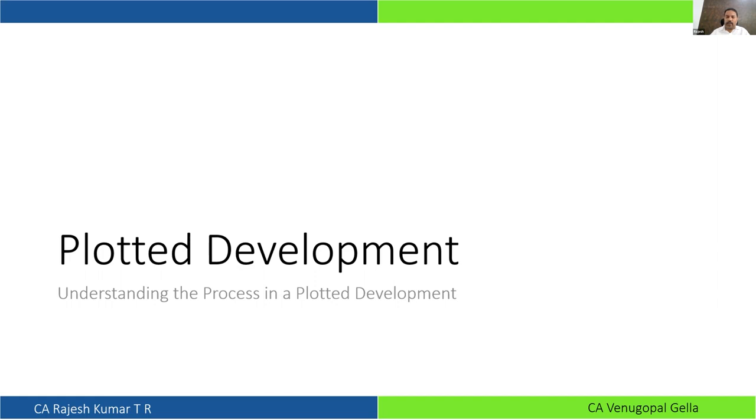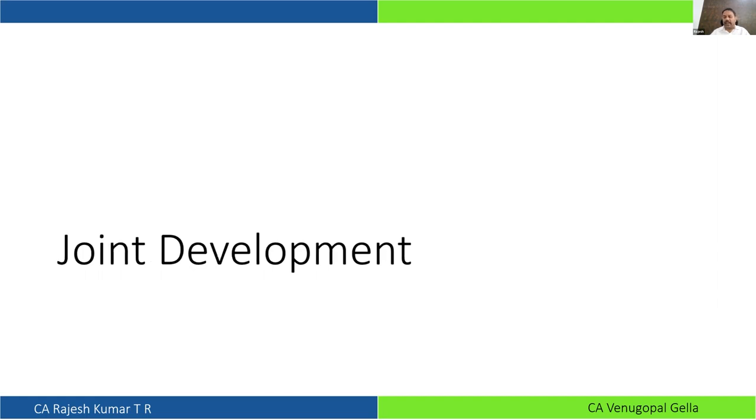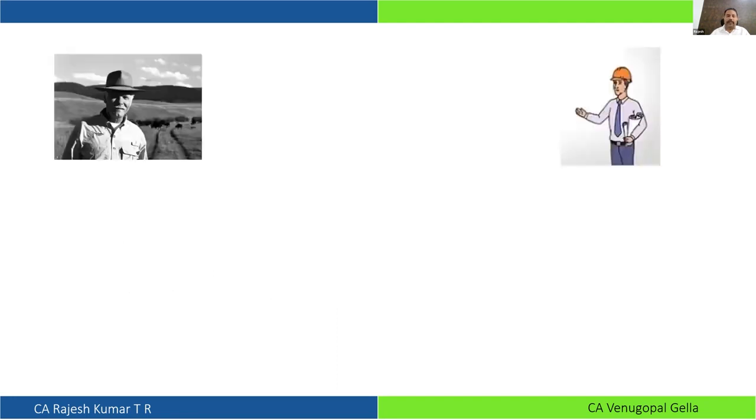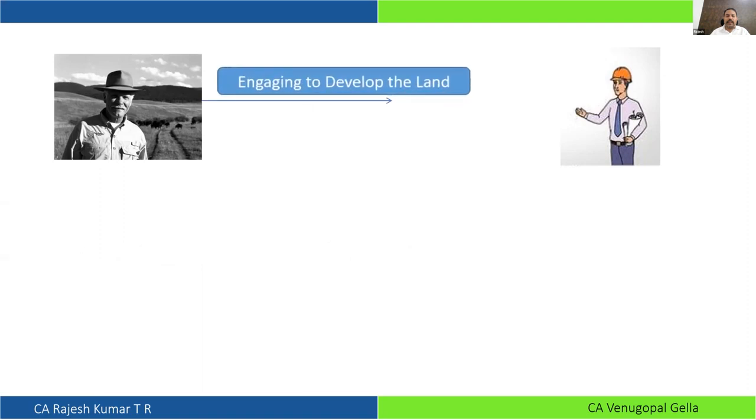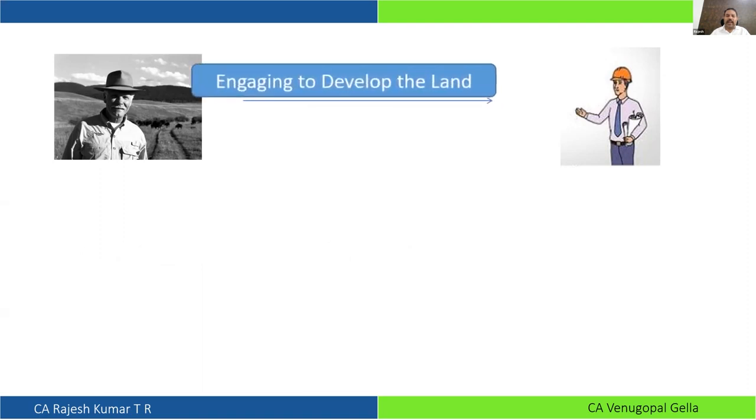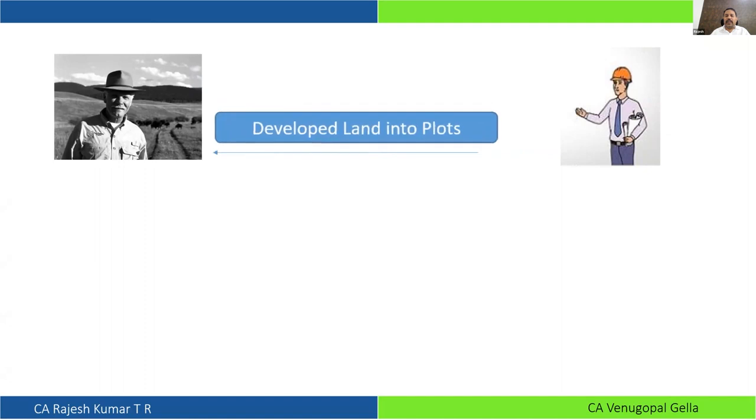Now, with this background, let's move on to the concept of plotted development under the joint development arrangement or a JDA, which is commonly understood. If I have to explain the transaction, there is a landowner and there's a developer who is coming in, who will undertake the development of the land. Basically, the landowner wants to develop his land. He will engage the developer to develop the land, where the developer is going to develop the land into plots.